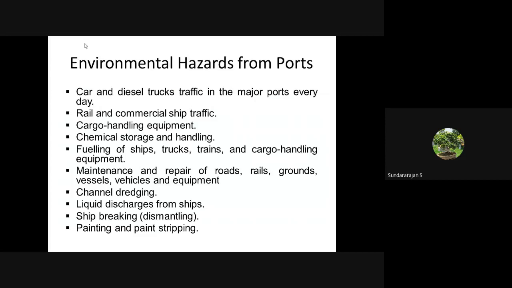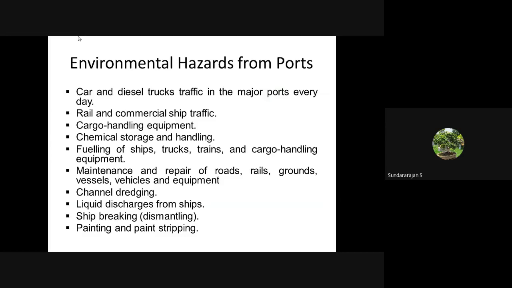Another important activity related to our economy is port and harbor activities, and how they pose environmental hazards to coastal ecosystems, with respect to today. With climate change, temperature is increasing and sea level is rising, so how much waste is generated or eroded inside the coastal zone is most important. We need to concentrate on these things.